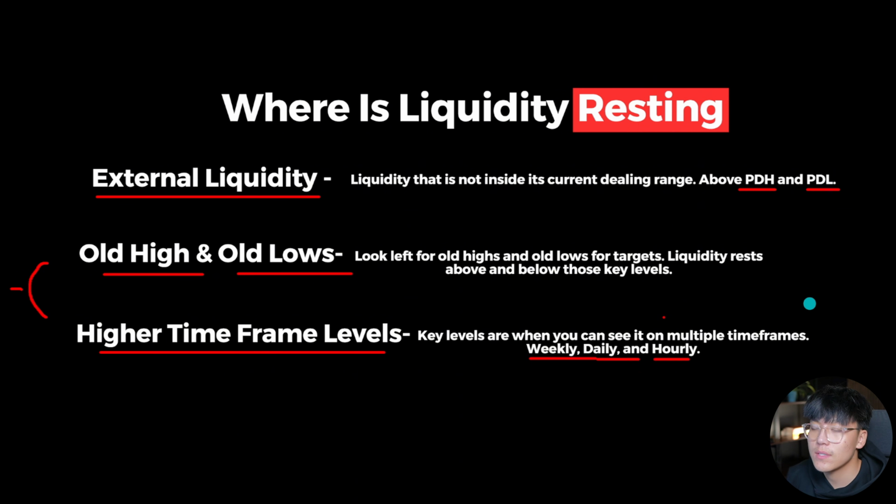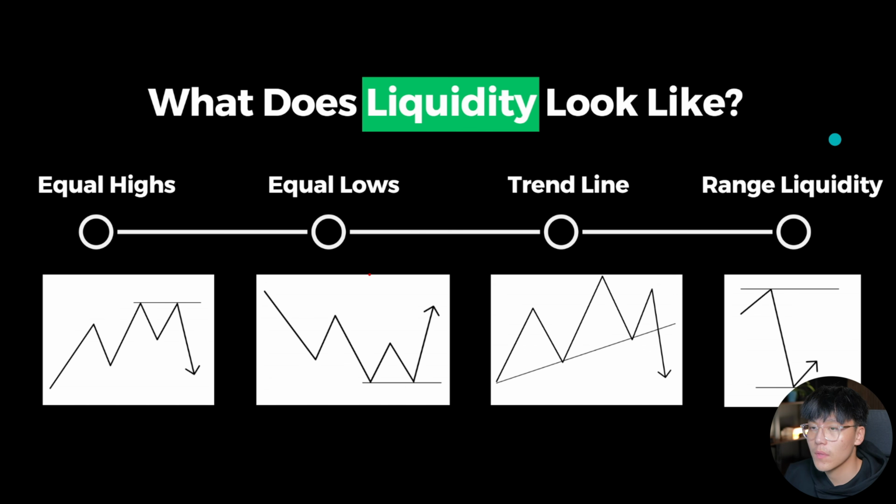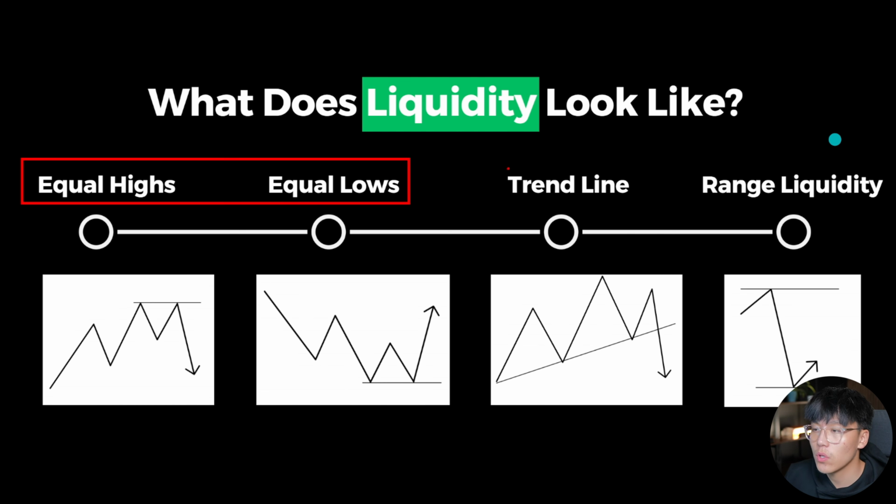So now we can go and see what liquidity looks like in the markets. What does liquidity look like? Liquidity can come in three forms: equal highs and equal lows, trendline liquidity, and range liquidity.